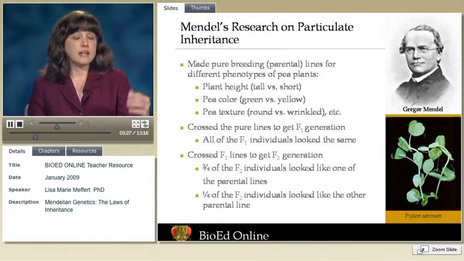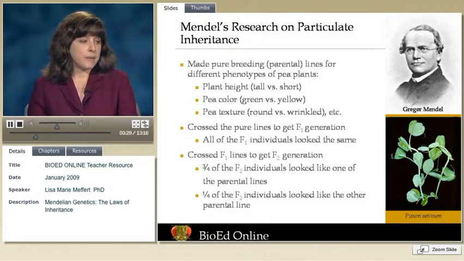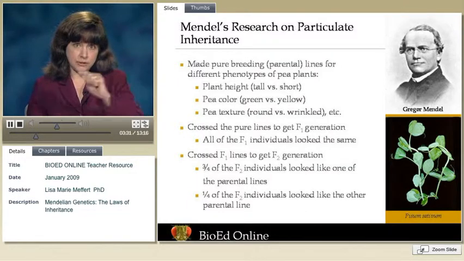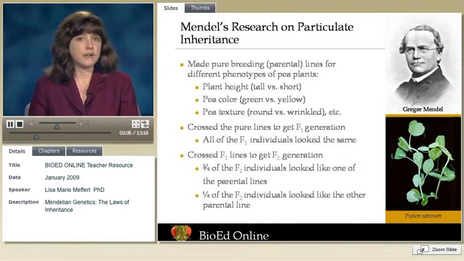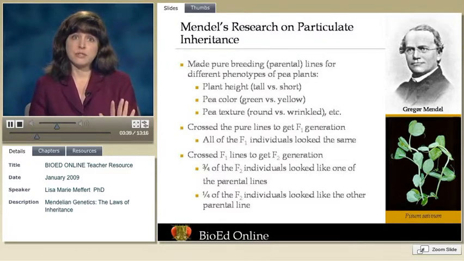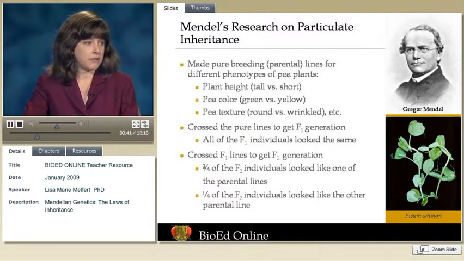In this case, 3/4 of the F2 individuals, that is, in this third generation, looked like one of the parental lines, whereas 1/4 looked like the other. So this explained how variation is maintained in a population. And we're going to go into this in a little more detail right now.